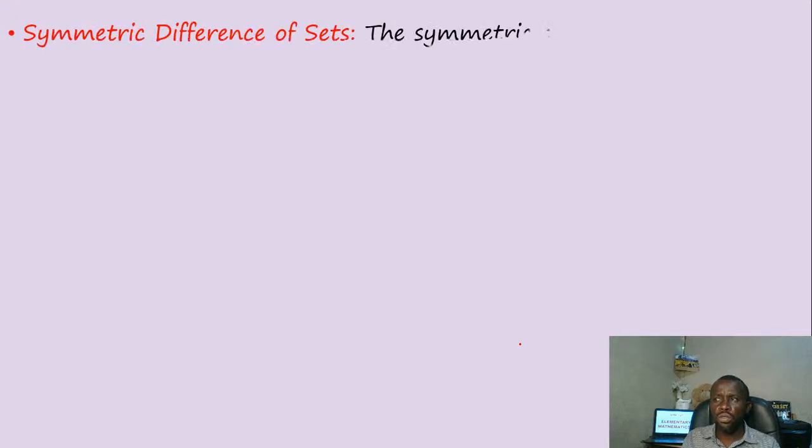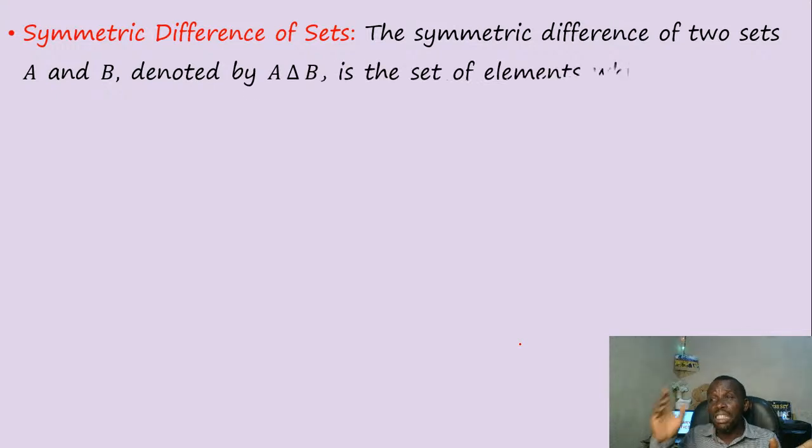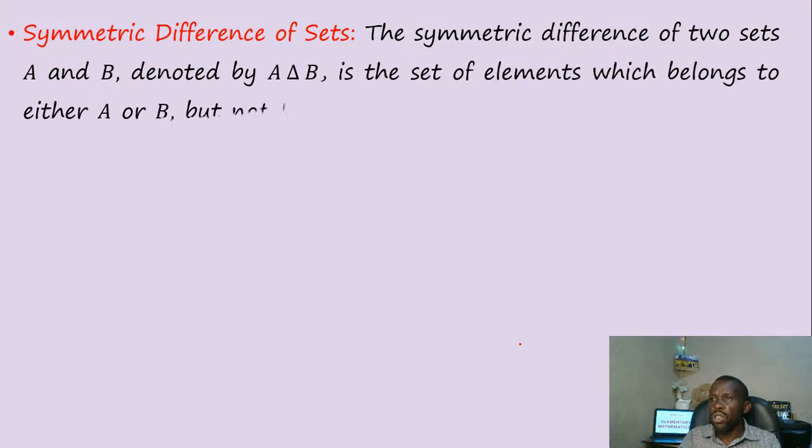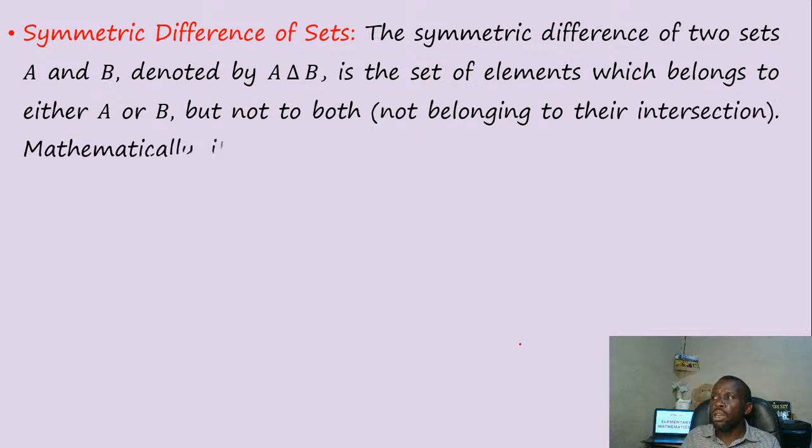All right. Now, let's talk about the symmetric difference of sets. We talked about difference of sets. Now, we are talking about symmetric. Now, the symmetric difference of two sets A and B, denoted as A with a triangle B, is a set of elements which belongs to either A or B, but not both of them. Not belonging to their intersection. That's the meaning of not both of them. It does not belong to their intersection at all.